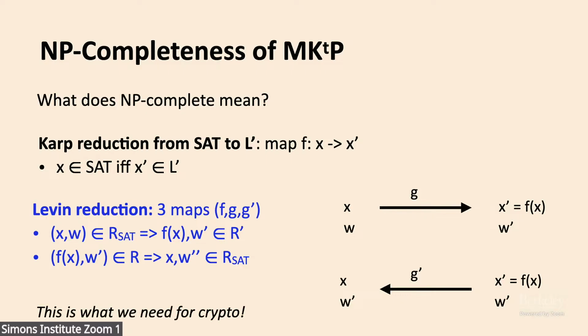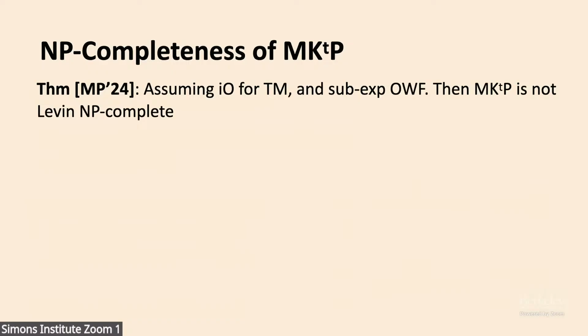As I said, this is often what we need. In particular, this backward direction is often used for soundness. We get some witness here, and we'd like to get a witness for the underlying thing. In a recent result with Noam, we showed that if you have iO and sub-exponential one-way functions, then MKTP is not Levin NP-complete. Meaning under deterministic reductions? No, any. There are no Levin reductions at all, assuming iO.